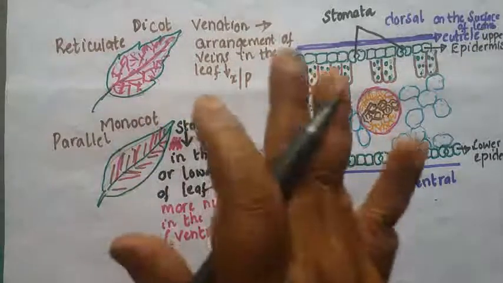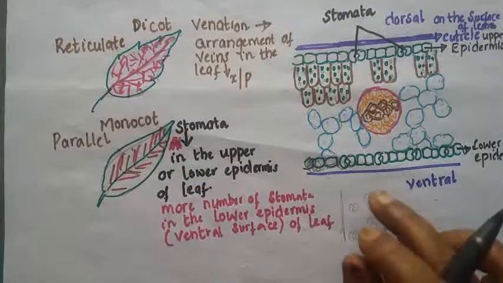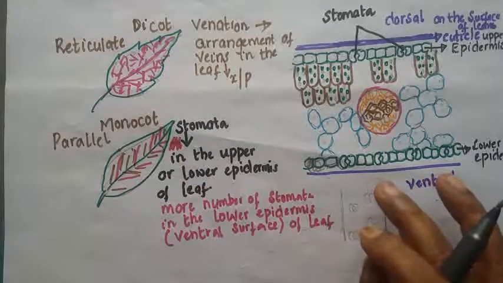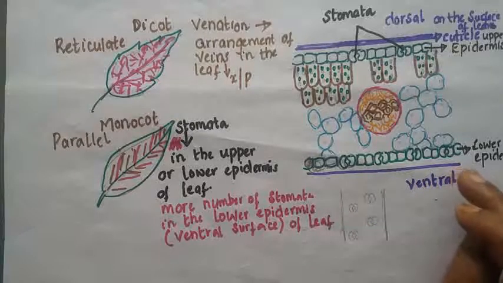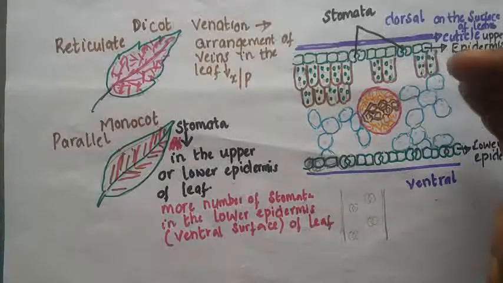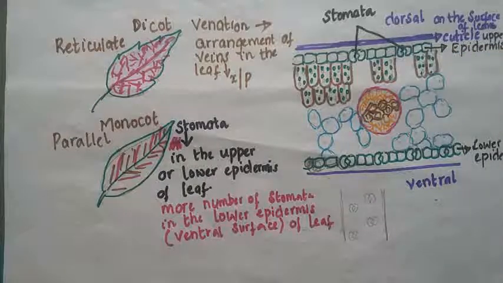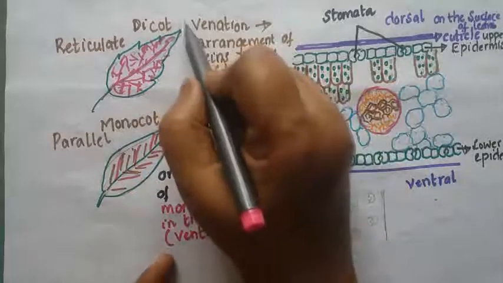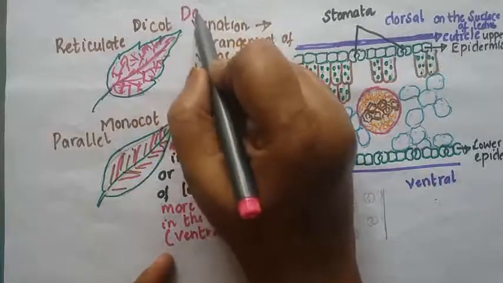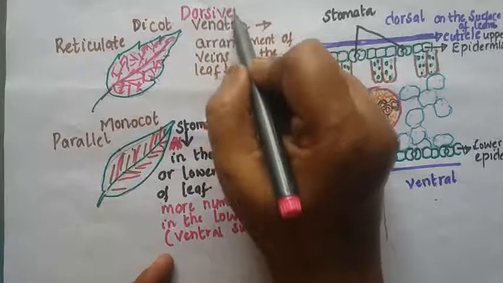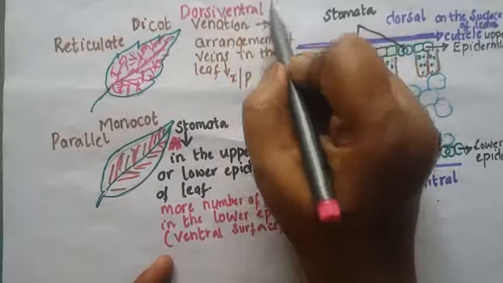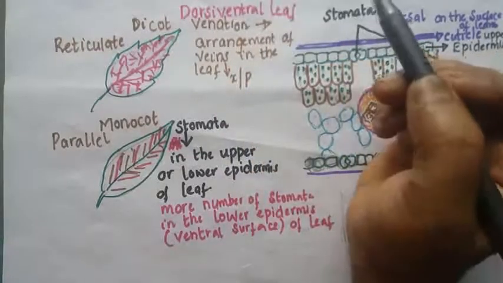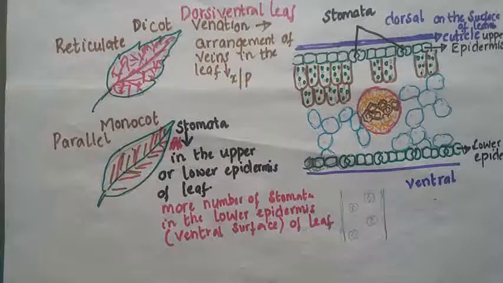So in the case of a dicot leaf, we find more stomata in the lower epidermis compared to the upper epidermis. Fine. So the dicot leaf is also known by one more name, a dorsiventral leaf. Now let us start with the other structures found in the leaf.